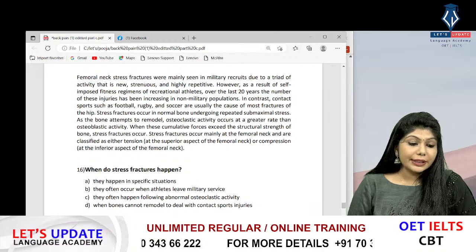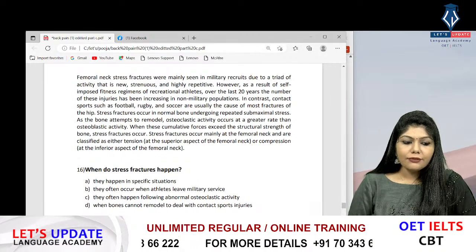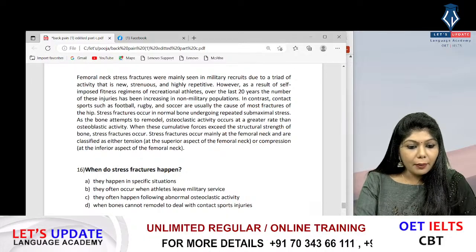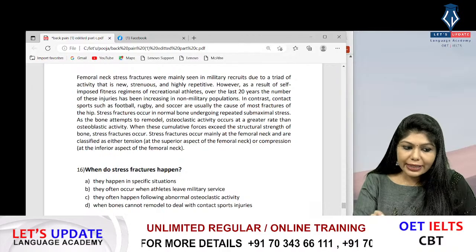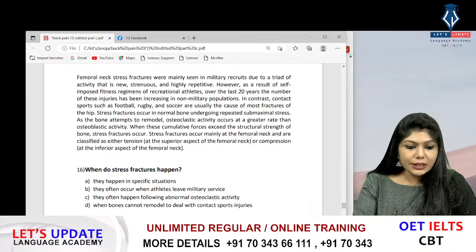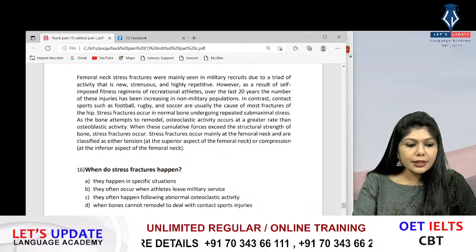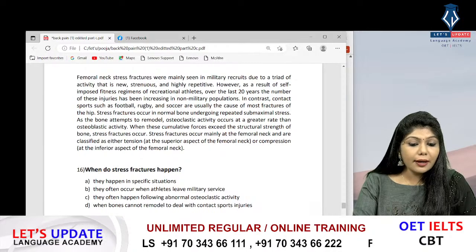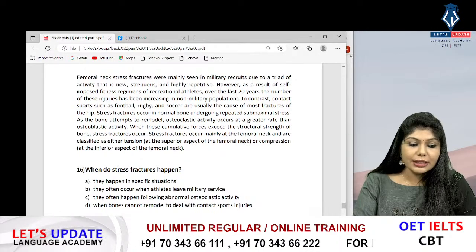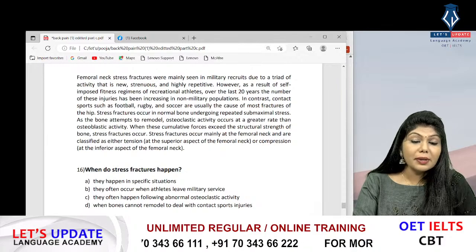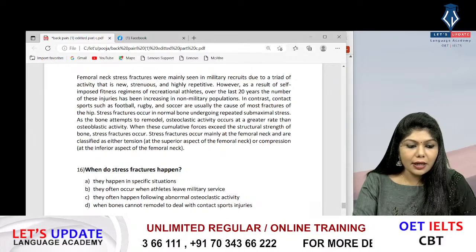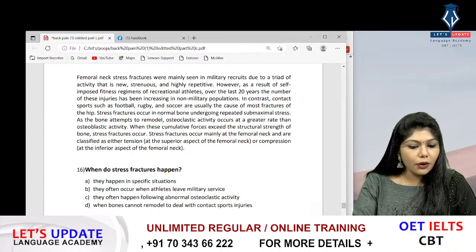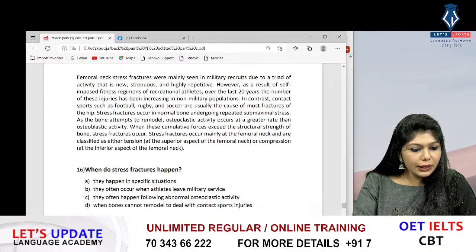Okay, so we'll read the paragraph together. Femoral neck stress fractures were mainly seen in military recruits due to a triad of activity that is new, strenuous, and highly repetitive. However, as a result of self imposed fitness regimes of recreational athletes over the last 20 years, the number of these injuries has been increasing in non military populations. In contrast, contact sports such as football, rugby, and soccer are usually the cause of most fractures of the hip.